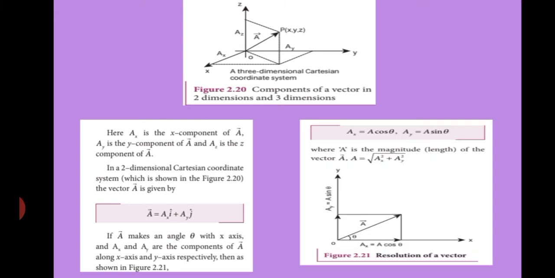If the A vector makes an angle theta with the x-axis, and Ax and Ay are the components of the A vector along the x-axis and y-axis respectively, then as shown in figure 2.21, Ax equals A cos theta, Ay equals A sin theta, where A is the magnitude, the length of the vector. A is equal to root of Ax square plus Ay square. Here is the resolution of a vector as shown in the figure.